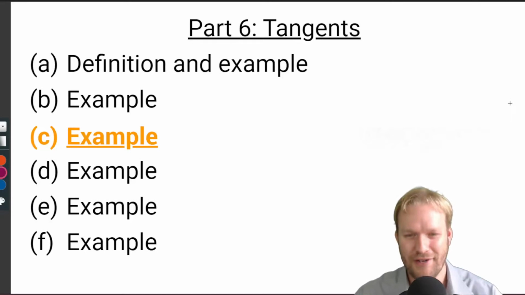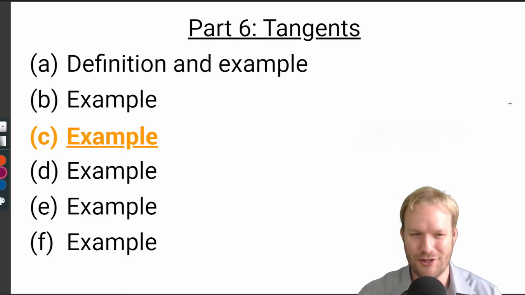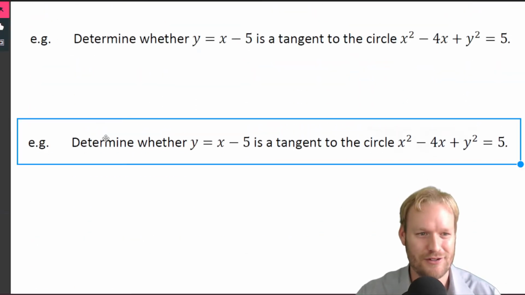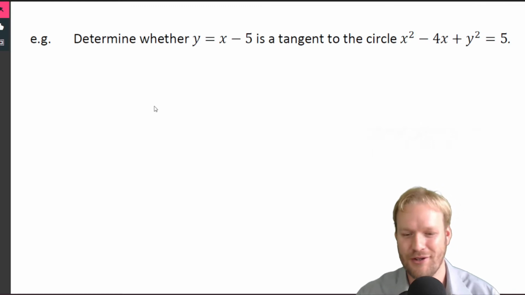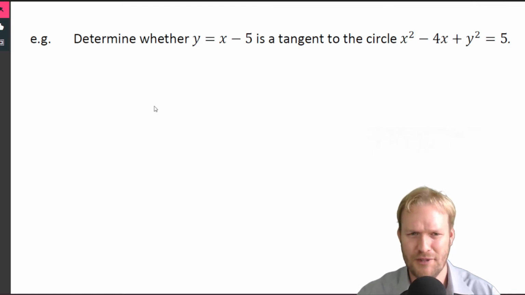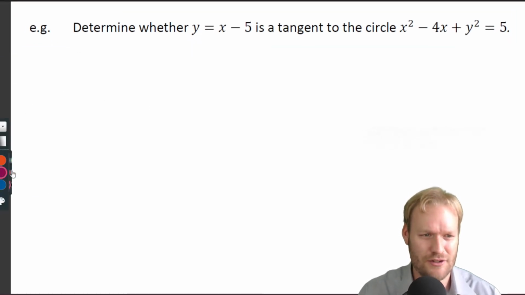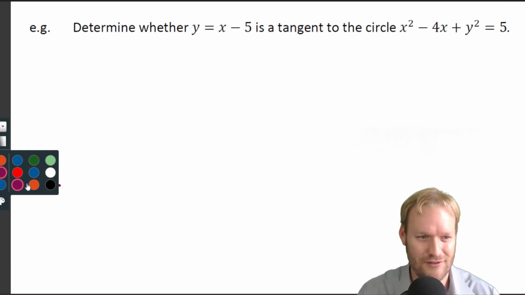Okay, we're in part 6, the final part of analytical geometry, and the third example here on tangents. Okay, so determine, oh, it was so good we had it twice. Determine whether y equals x minus 5 is a tangent to the circle. Interesting, slightly different phrasing to this question now. So to be useful, right, little sketch, love the little sketches.